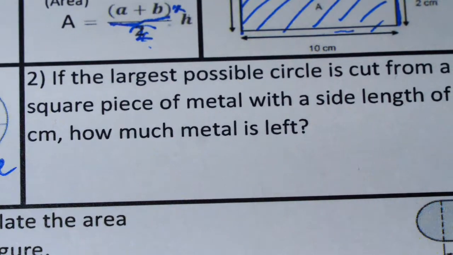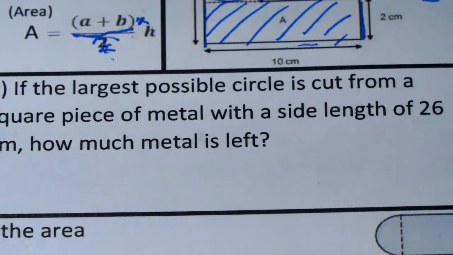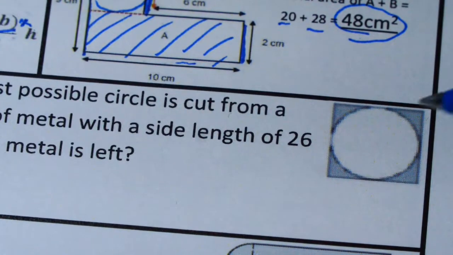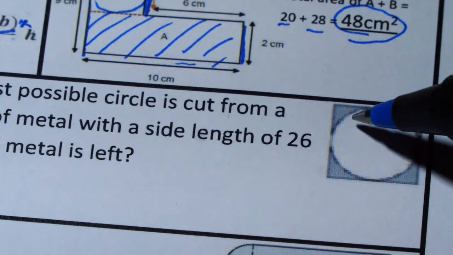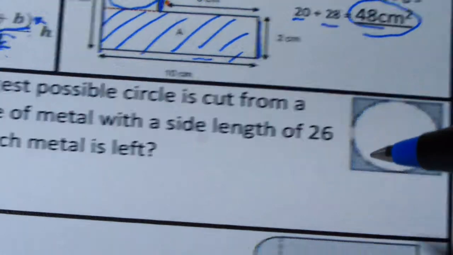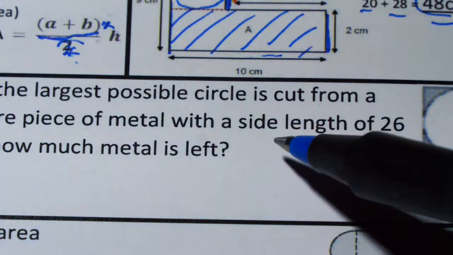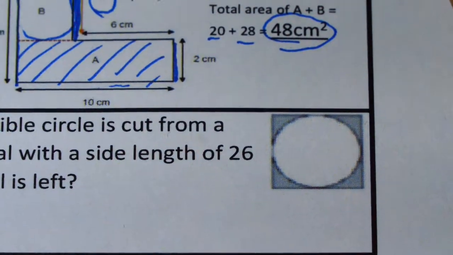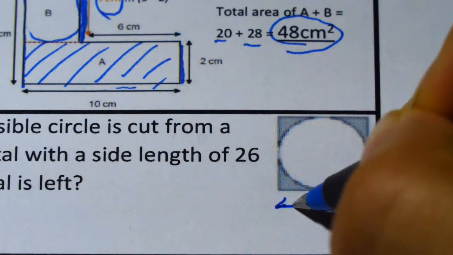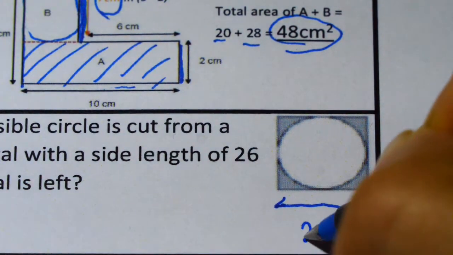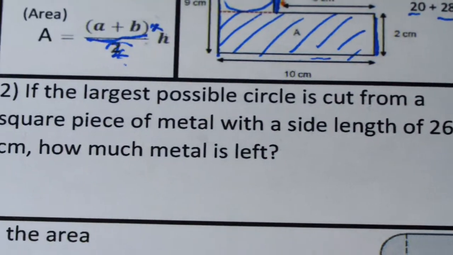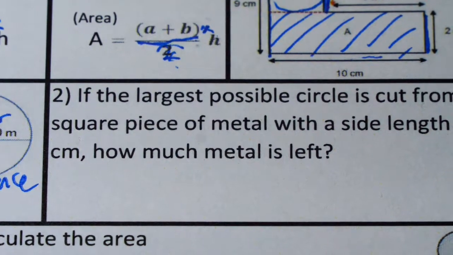Question 2. If the largest possible circle is cut from a square piece of metal. Okay, so we have a square piece of metal and the circle is cut out of it. Okay, side length of 26. So we have here the side of this square metal is 26 centimeters. Okay, how much metal is left?